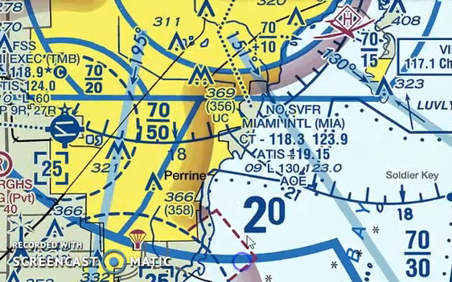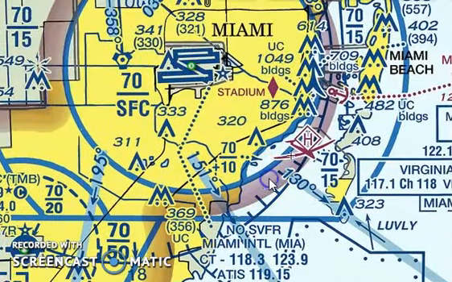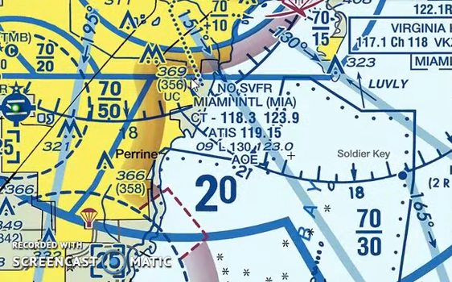Now, just because it has a control tower does not mean that it's always in operation. Miami International down here has a control tower, and you can see it says CT. Since it has a frequency, this is the primary frequency for the tower. Here's another one. It is a full-time control tower, operating 24 hours a day.